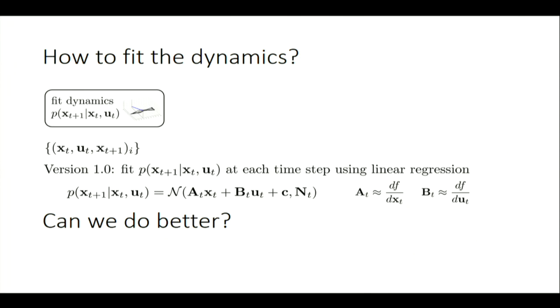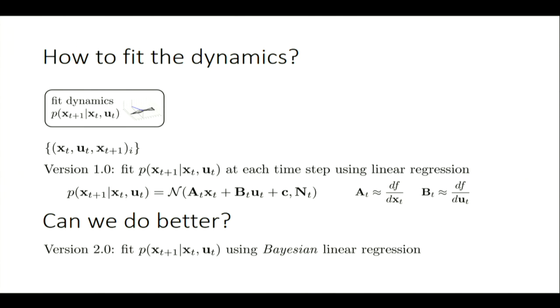That's sometimes OK if you have maybe a 10-dimensional system. That's not a big deal. And it's really, really simple, which is nice. But you can probably do a little bit better. And version 2.0 of this is to fit this distribution using Bayesian linear regression. So Bayesian linear regression means that we're going to impose a prior on our linearization.